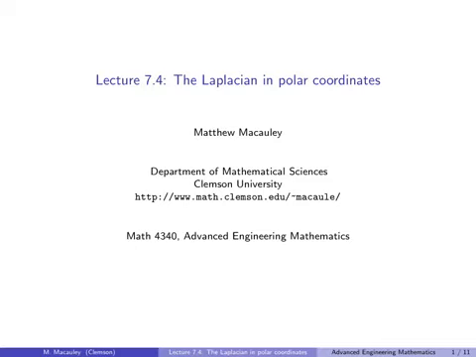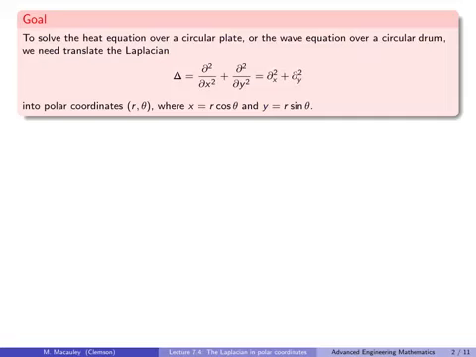Welcome to Lecture 7.4, the Laplacian in polar coordinates. Suppose we want to study PDEs in polar coordinates. For example, if we want to solve the heat equation over a circular plate or the wave equation over a circular drum, then we need to translate the Laplacian operator, which is the sum of the second derivatives in Cartesian coordinates. Here's two different ways to write it. The second one is a little bit shorter.